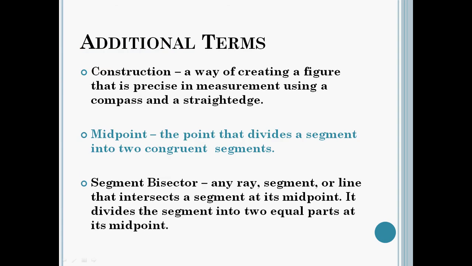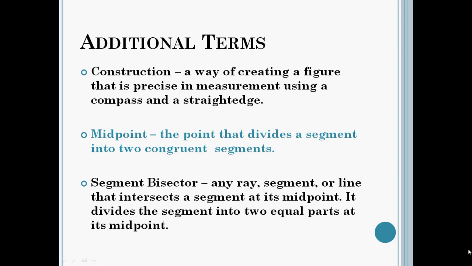Some additional terms we want to make sure that we understand are construction, midpoint, and segment bisector. Construction is a way of creating a figure that is precise in measurement, and we use compasses and straight edges for this. You want to make sure that you understand a description when you read a math problem so that you can construct a model for yourself. This gives you a guide to refer to solve problems.